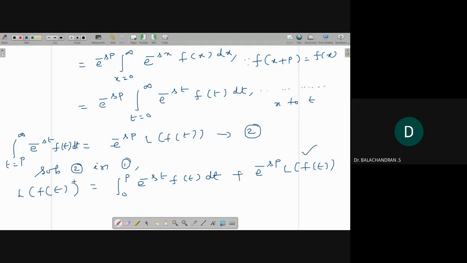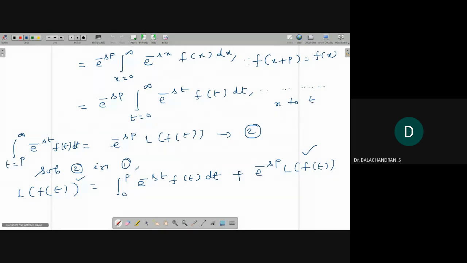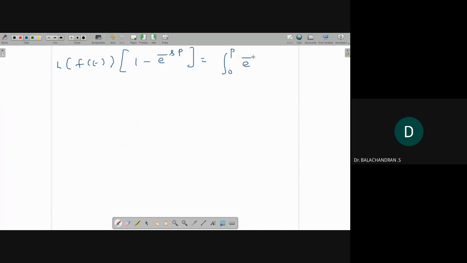Now group these two. Perfect. If I take the left hand side, and take L of f of t commonly, you have 1 minus e power minus sp. So L of f of t, taking it commonly, the remaining is 1 minus e power minus sp. Right hand side is integral 0 to p e power minus st f of t dt. So I need L of f of t, that is equal to 1 by (1 minus e power minus sp) times the integral from 0 to p e power minus st into f of t dt.